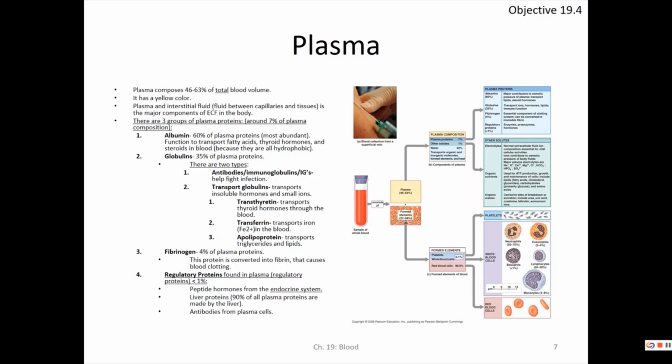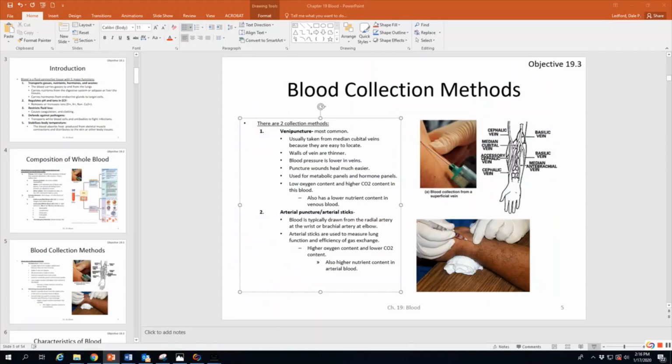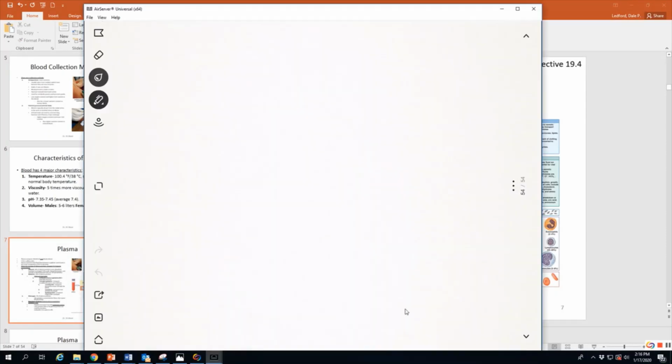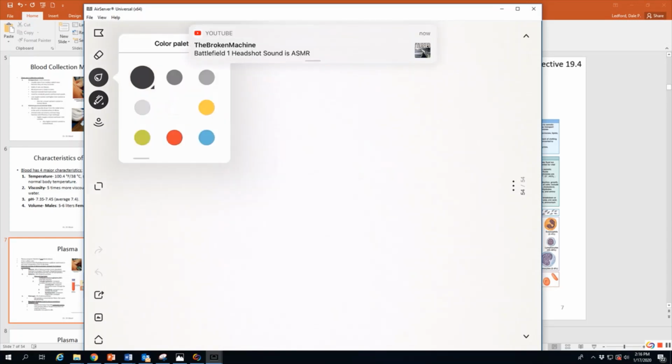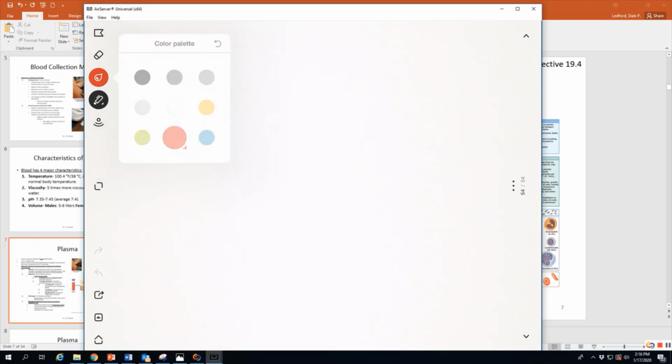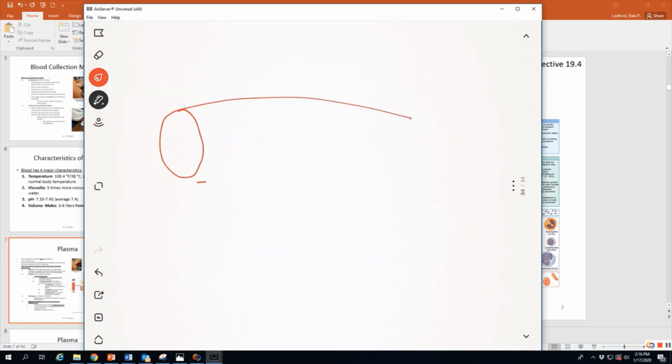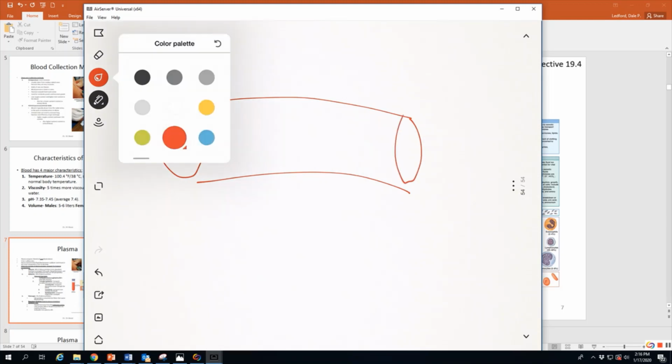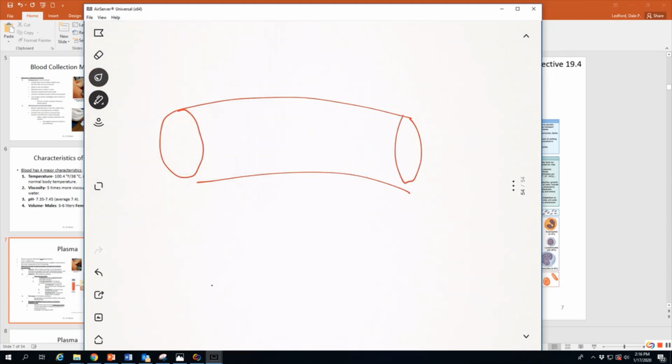Now, plasma and interstitial fluid, the fluid around capillaries. Let me explain it a little bit right here. We'll do this later on as well. Chapter 21 will be a place we'll talk about this. Let's say I have a capillary right here. This is a capillary in the body. And right here you have some body tissues. This might be some muscle tissues. Okay, we have tissues here.